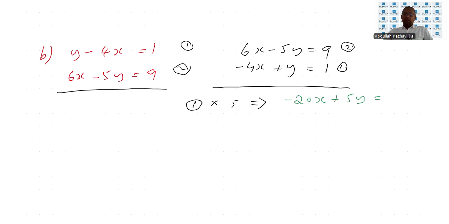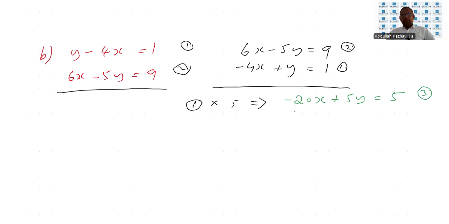Am I right? So I am naming this equation 3. Minus 20x plus 5y is equal to 5. We studied that in an equation we can multiply or divide every term by the same number. 4 into 5, minus 20. 1 into 5, 5y. 1 into 5, again 5. Now, equation second has exactly the same thing.